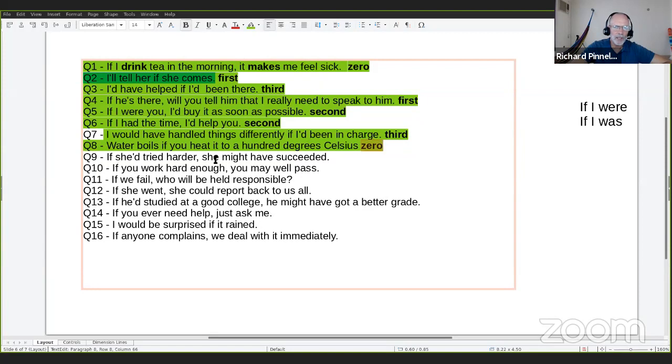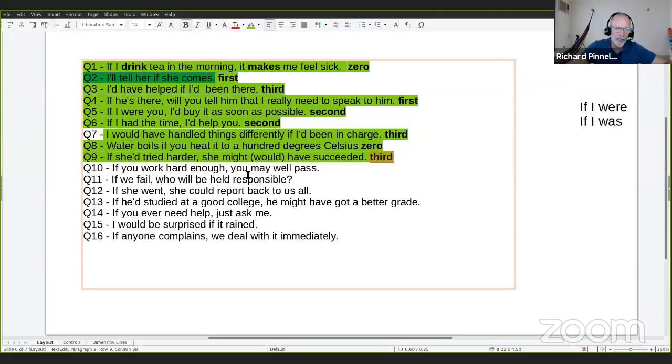If she tried harder, she might have succeeded. Here, the might replaces the would. Might just means that there is less possibility. The second conditional. If she tried, no. If she had tried harder, she would, or here it's might have succeeded. Third conditional? The third conditional, in the past. Yeah, good. The third conditional.